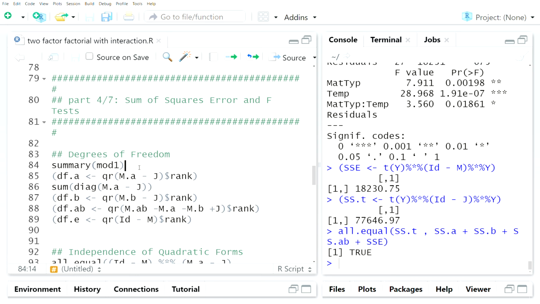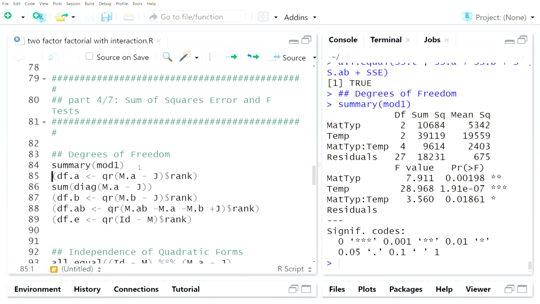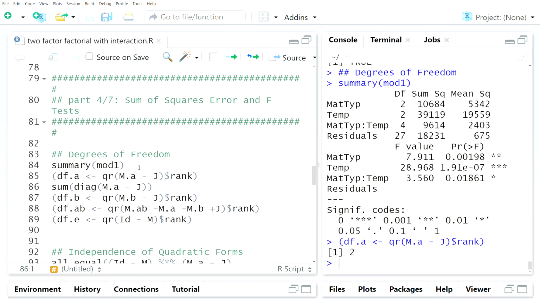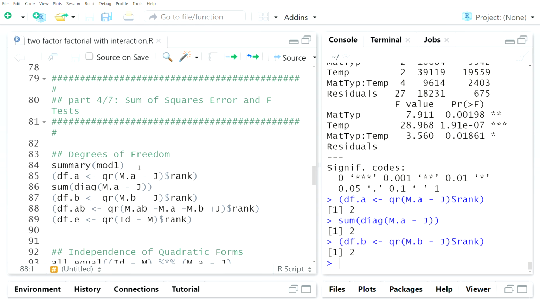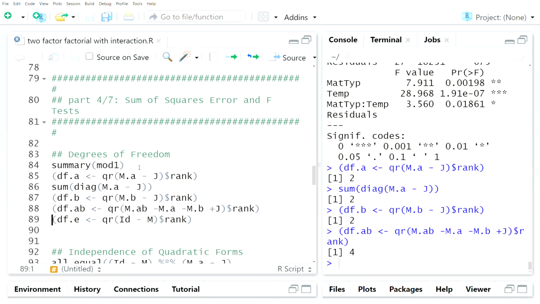Now, let's go through the degrees of freedom. The degrees of freedom for each is the rank of that matrix in quadratic form, or the sum of the diagonal elements. So here's the model summary again. The degrees of freedom for factor A is the rank of MA minus J, which is 2, and you see that on the right. Or we could actually just take the diagonal elements and then sum them, which is what this next line does, and we get 2. Since both methods are equal, I'll just do one of those methods, and we'll just look at the rank of each of those. 2, 4, and it should be 27.